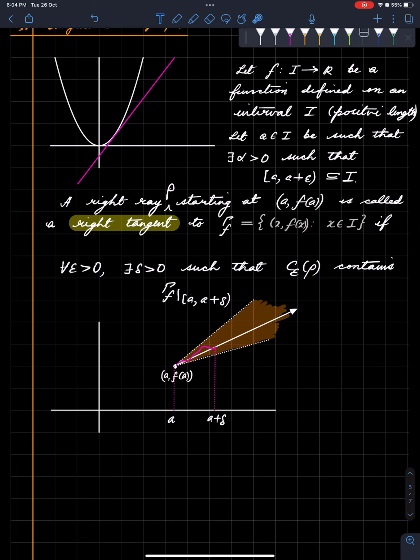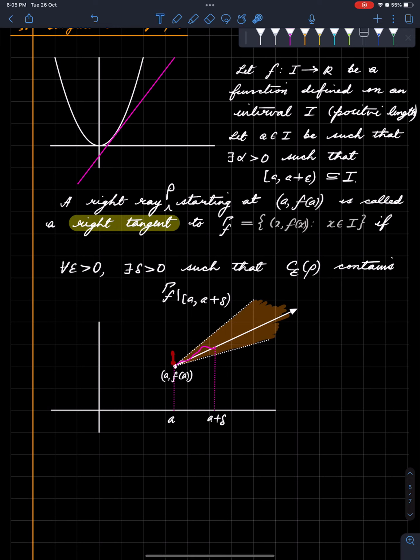So this is much like the definition of continuity. We have just changed the shape which contains the graph of the function. That's all. So the two definitions, the definition of right continuity of a function and the definition of the right tangent, are very, very related, except that we've changed the shape that was involved.